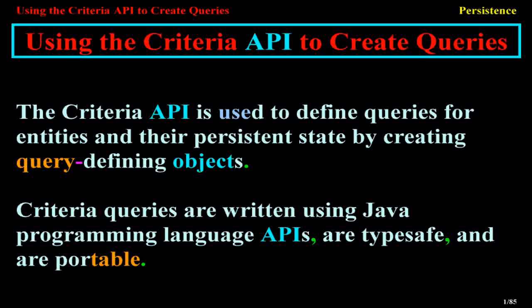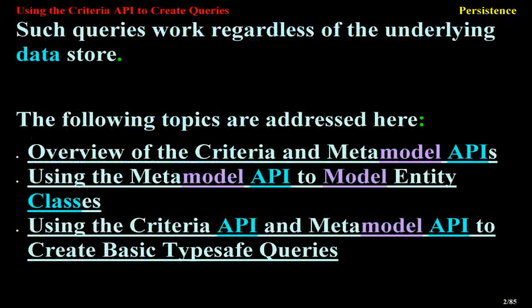Using the Criteria API to create queries. The Criteria API is used to define queries for entities in their persistent state by creating query-defining objects. Criteria queries are written using Java programming language APIs, are type-safe, and are portable. Such queries work regardless of the underlying data store.